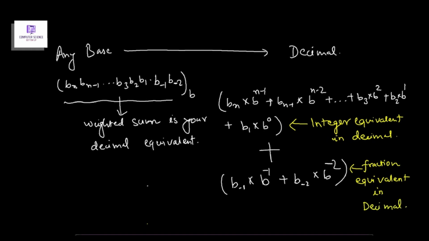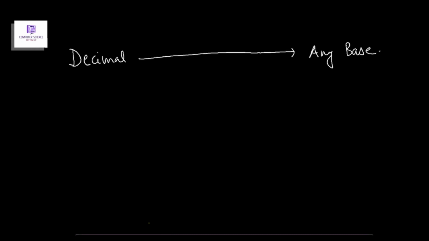Okay. Now, what about decimal to any base? So let's say this is like d n, d n minus 1, d n minus 2, and so on, d3 d2 d1 dot d minus 1 d minus 2. Okay, this is your any typical decimal number with 2 digits in the fraction part.